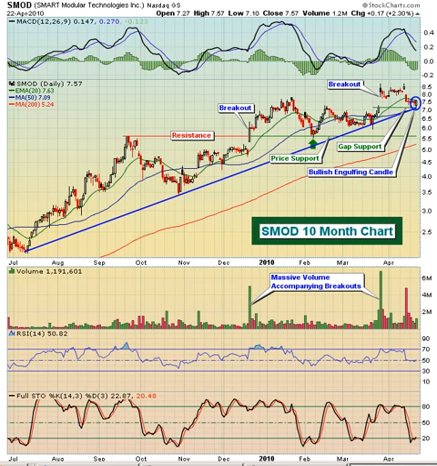Today we are featuring Smart Modular Technologies Inc., ticker symbol SMOD. This is a $469 million market cap technology company.